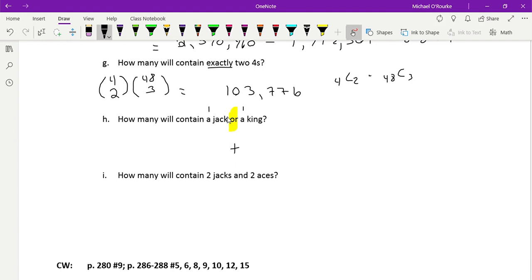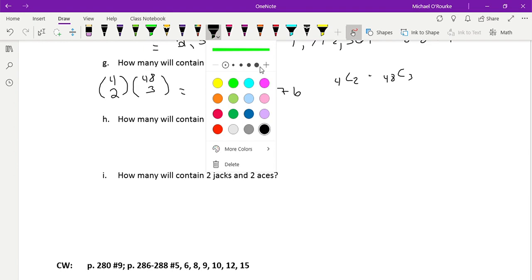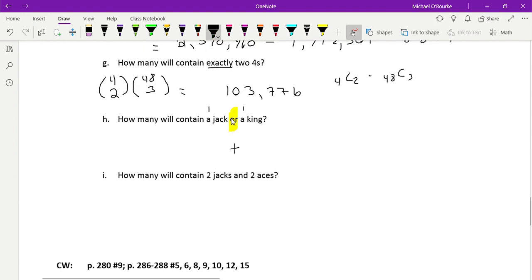So let's ignore this one right now. Okay? We're going to ignore this one. Could you write me a formula for a hand that contains 1 jack? Yes. We did that earlier. Exactly 1 jack.